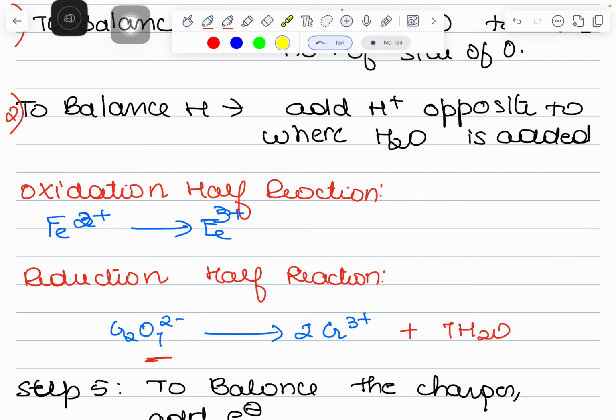Next we have to balance hydrogen. We add H+ opposite to where H2O is added. Here how many H are present? 7 into 2, we have 14 H+. So add 14 H+. Now if you see both sides, the chromium is balanced, the oxygen is balanced, and hydrogen is also balanced.